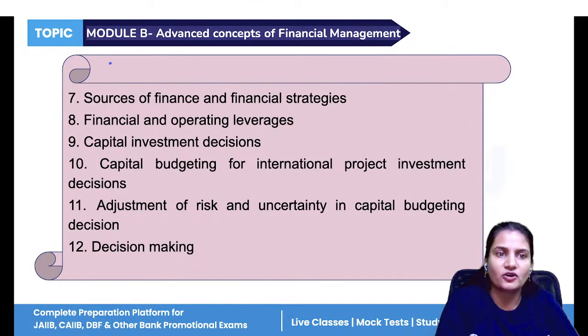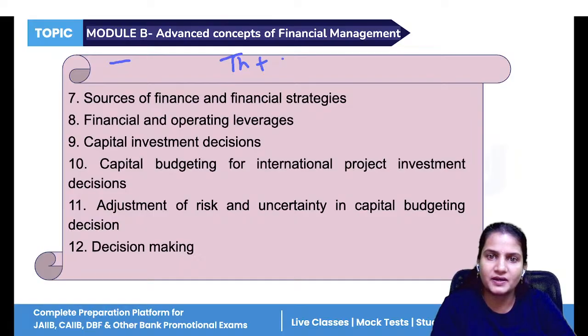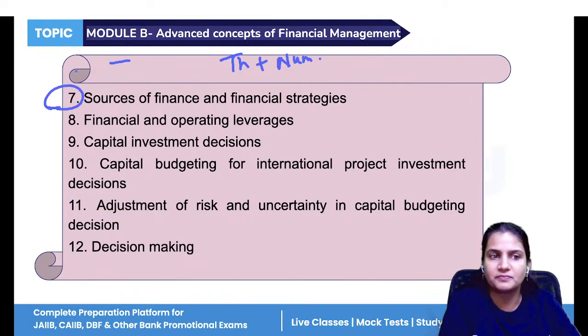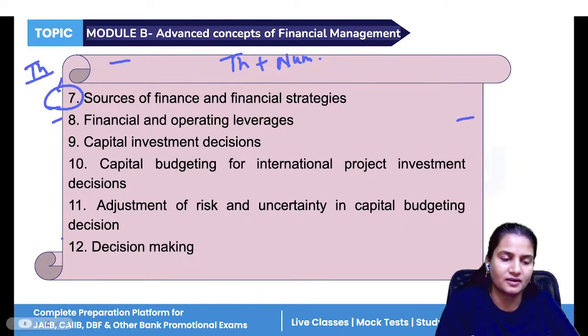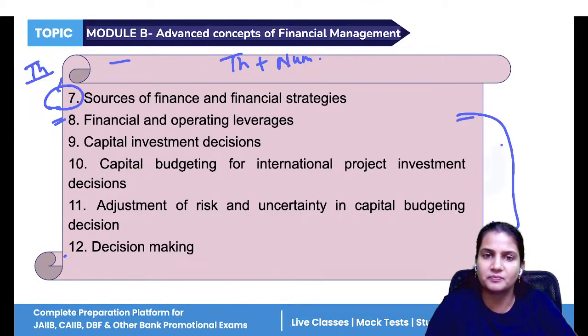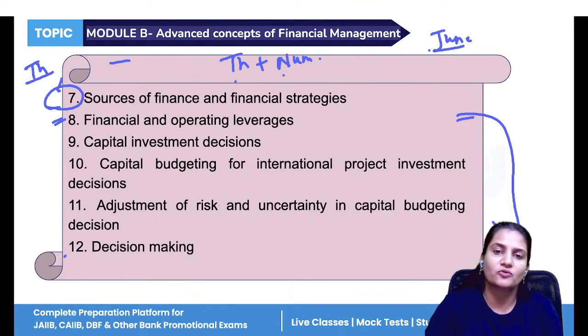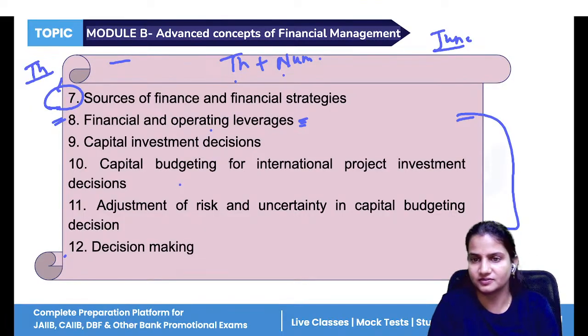Now, next is Module B. Module B is theory plus numerical. Unit 7 is only one single chapter that is entirely theory. The rest, from unit number 8 to unit number 12, comprise theory questions and also numerical. And this time in June 2025, more and more questions were from leverages, from your unit number 8, that is financial and operating leverage.